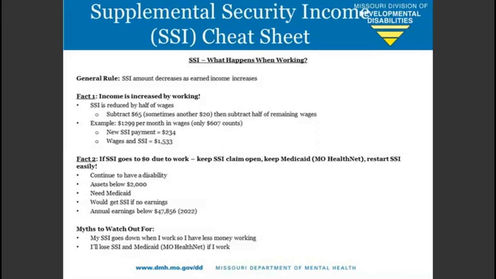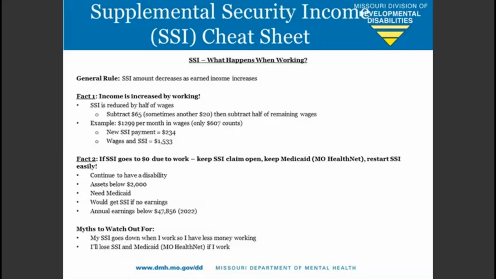One of the things that people get concerned about is that if their SSI goes to zero, they're losing their Medicaid. And what you can see is, no, that's not the case. If somebody's SSI goes to zero just because of work income alone, their SSI claim stays open as long as they still meet the other eligibility criteria. They still have to keep their assets below $2,000. They still have to keep in contact with Social Security. They have to respond to inquiries and other things that Social Security might need of them. If they do that, then they can restart their SSI easily when needed.